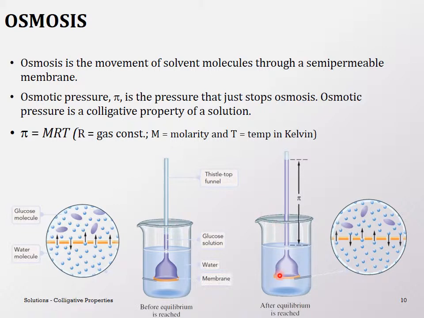And so then you see that after a while, there's more water in the funnel because the water has gone through. Okay, so this is kind of what osmosis is all about. And once equilibrium is reached, then no more water will go through, and that is the osmotic pressure, which is stopping any more osmosis from happening.